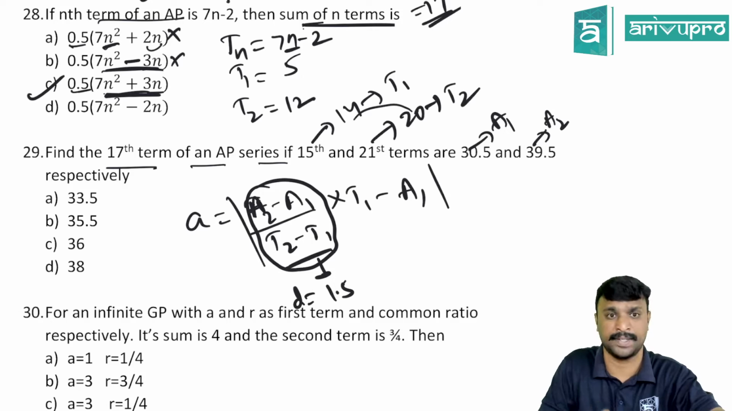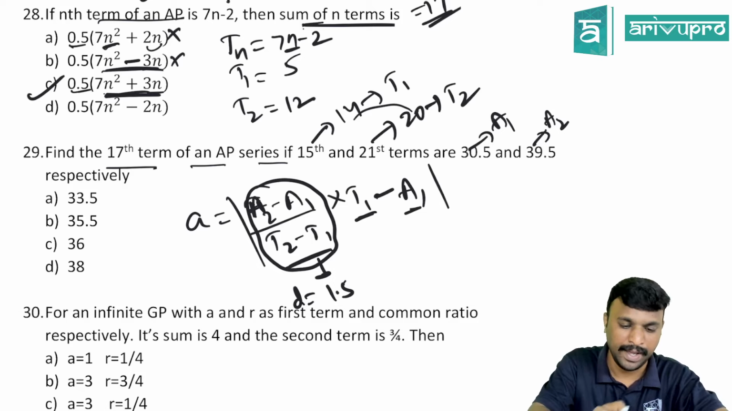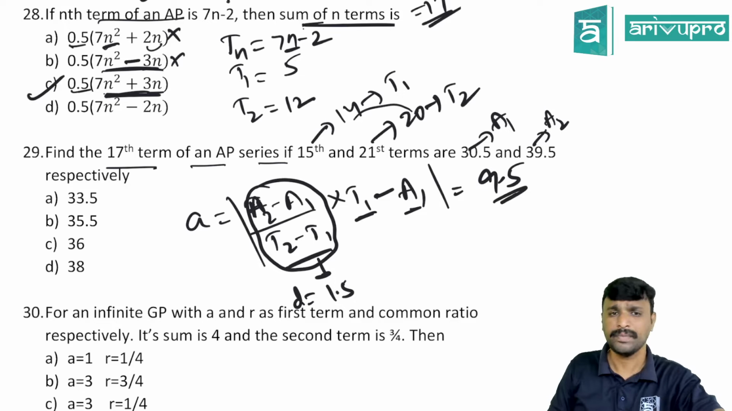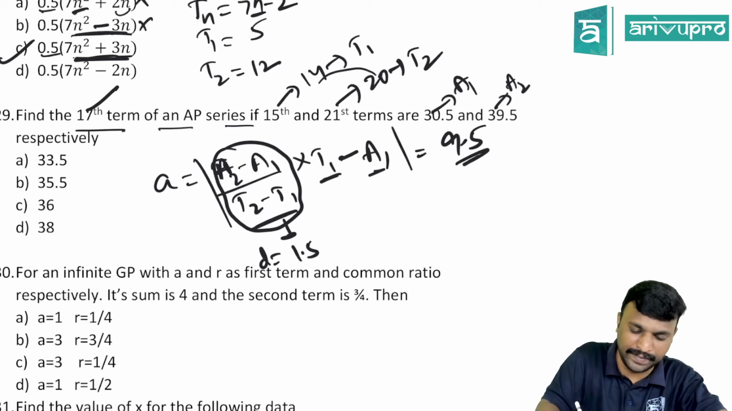So this is the d value. Keep this aside. Into, press the multiplication button. What is T1? T1 is 14. Then press the minus button. A1 is 30.5. And the result is minus 9.5, but you have to take it as plus 9.5 only, because it is a modulus. Guys, what you now have to do is find the 17th term.